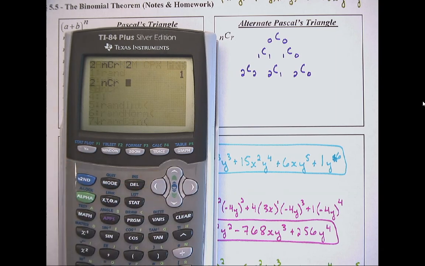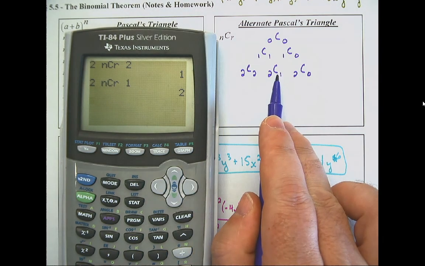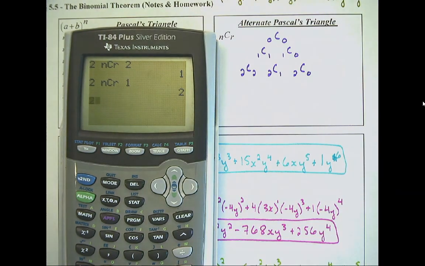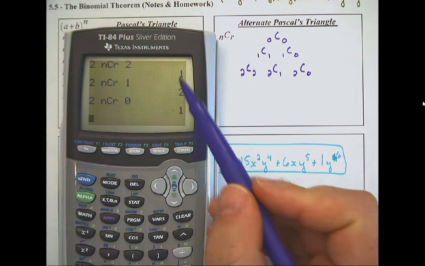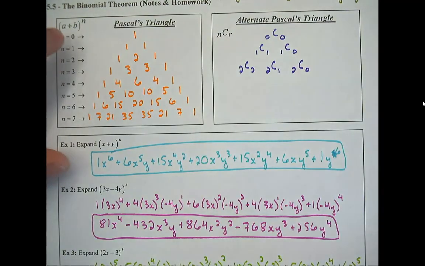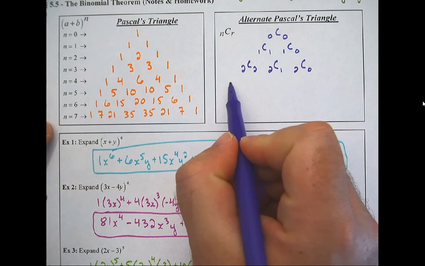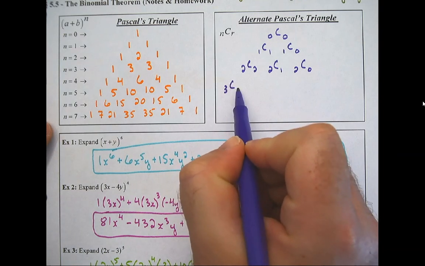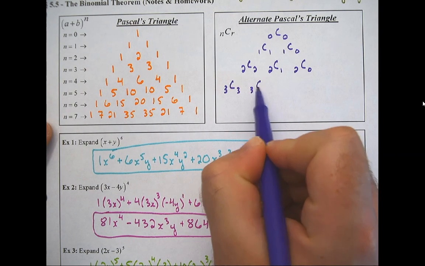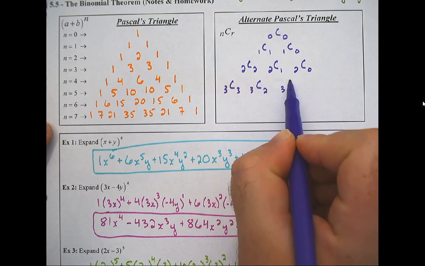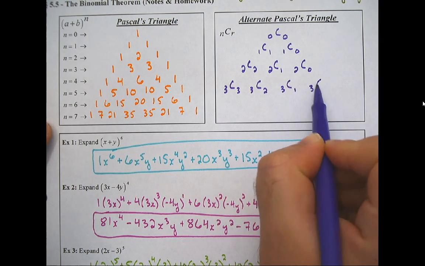2, math, PRB, choose 1. There are two ways from a group of two people to pick one person. You could pick the first person or you could pick the second person. That's why this is 2. How many ways from a group of two people could you choose nobody? Only one way. You don't choose anybody. So look at what we just generated. 1, 2, 1. Look at our second row. 1, 2, 1. And let's do one more row so that you can believe me that this works. 3 choose 3. 3 choose 2. 3 choose 1. 3 choose 0.